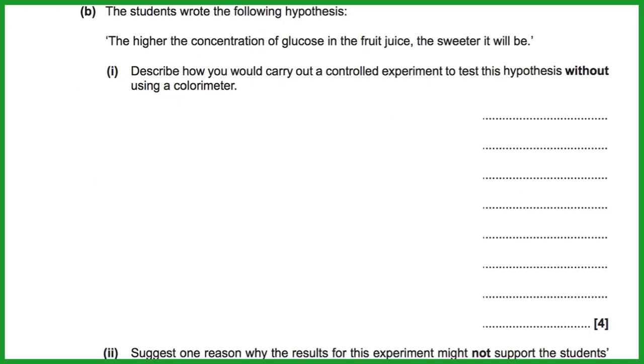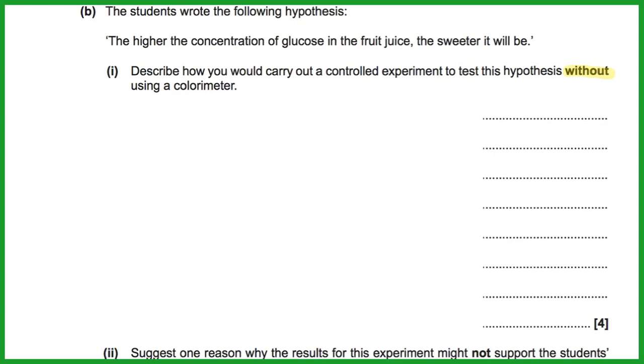So the students wrote the following hypothesis: the higher the concentration of glucose in the fruit juice, the sweeter it will be. Now describe how you would carry out a controlled experiment to test this hypothesis without using a colorimeter. So for this hypothesis, you need to know the concentration of glucose in the fruit juice, and then you need to make a judgment about how sweet it is.